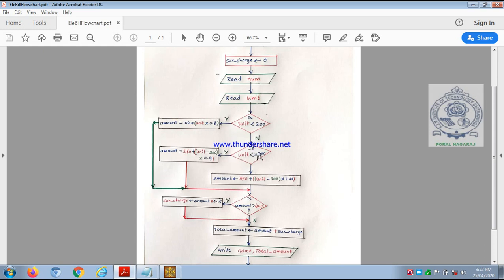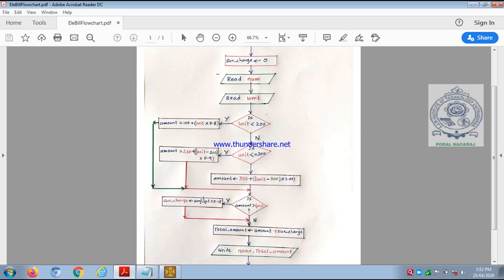Suppose if unit is not less than or equal to 300, it means it is greater than 300, then amount is assigned value 350. How do we get 350? This 350 is the amount for 300 units, plus for each additional unit above 300 it will be 1 rupee. That's why unit minus 300, that means for 400 it is 400 minus 300, so that is 100. For the rest of the 100 units it will be 1 rupee. That is computed. So once we compute the amount, we have to check the amount. Is amount greater than 400?